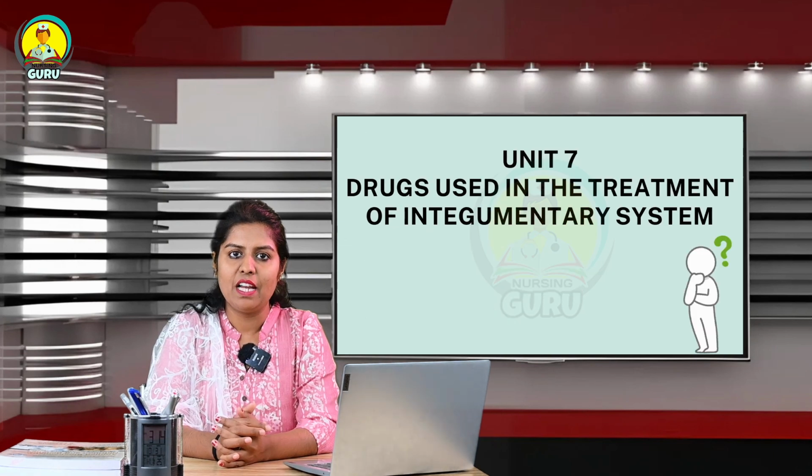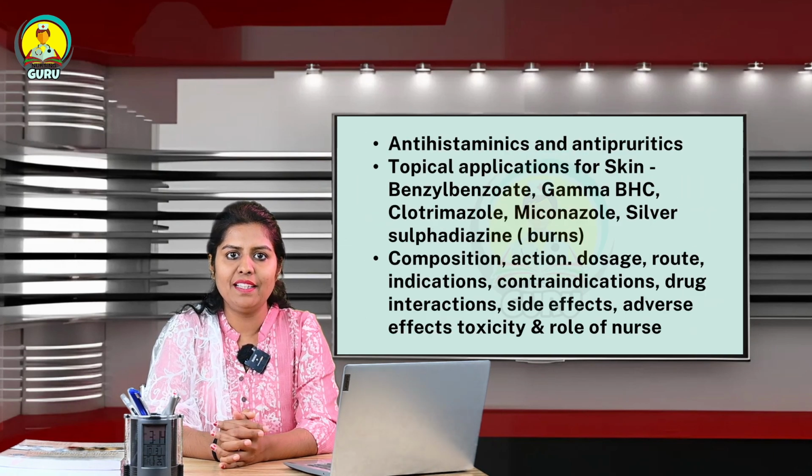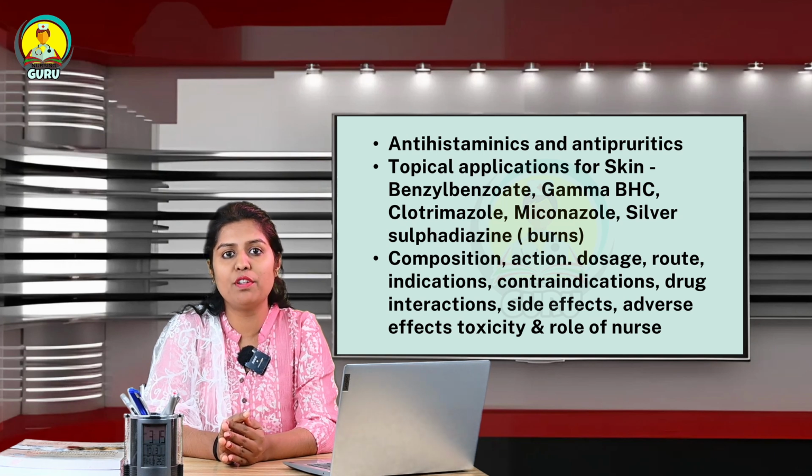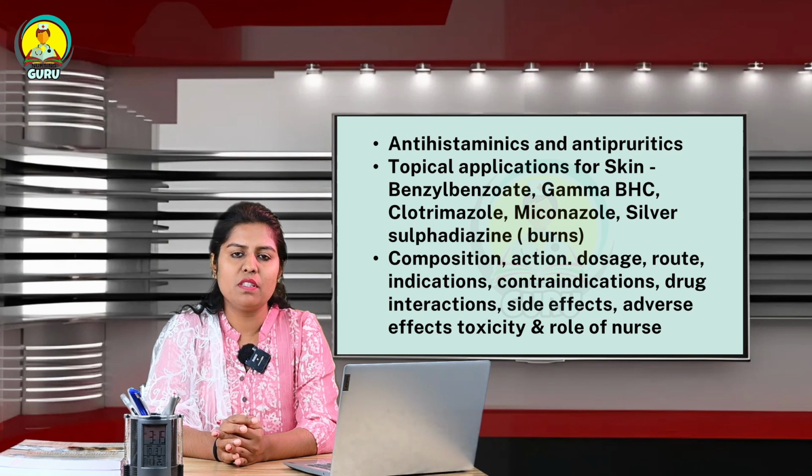Next, Unit 7, drugs used in treatment of integumentary system. Here, antihistaminics and antipruritics. Antihistaminics are very important. It may come for 2 marks or it may come for 5 marks. Then topical application for skin, that is benzyl benzoate, gamma BHC, clotrimazole, miconazole, silver sulfadiazine for burns. These drugs are very important drugs.